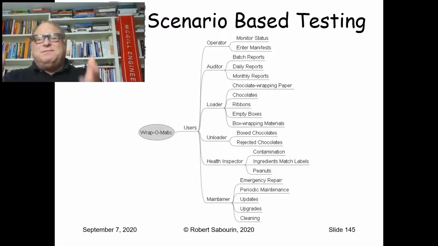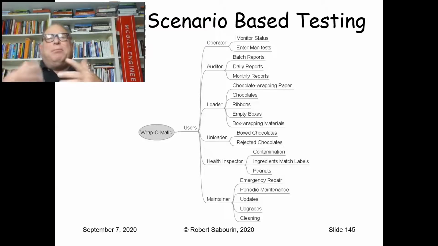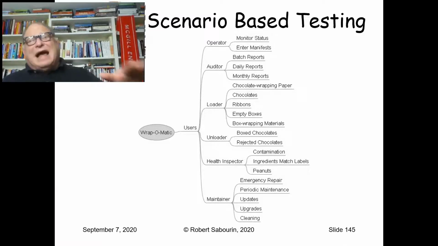Now, in this case, for the fictitious chocolate wrapping device I talk about, the Wrap-O-Matic, the users might be the operator. The operator monitors the status and enters manifests of the Wrap-O-Matic to make sure it's up and running and to make sure a batch is ready to start. An auditor would be a user who audits the system. They're not actually operating it, but what they'll do is they'll look at reporting of it and compare it to actuals.